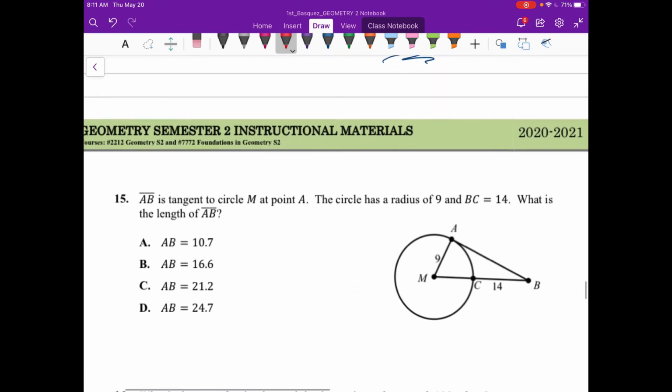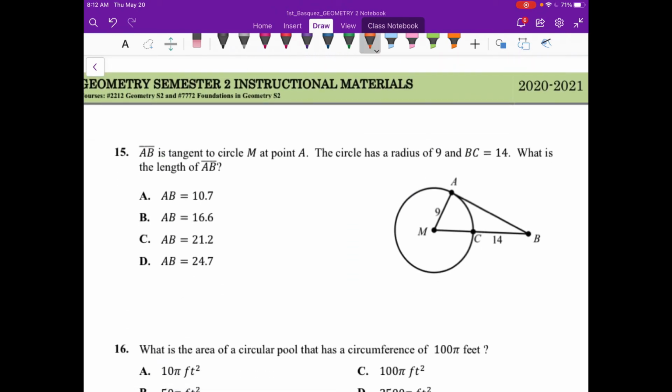Going on to the last page of this review, we have AB is tangent to the circle at point A. So this is a tangent line. It means it touches the circle at exactly 1 point. The circle has a radius of 9. So this represents the radius. Now, I have one more radius in this picture, and that radius is right here. This part is also 9, just from here to here. The 14 that is given to us just represents the length after the circle, okay? What is the length of AB? So essentially, I'm looking for x over here.